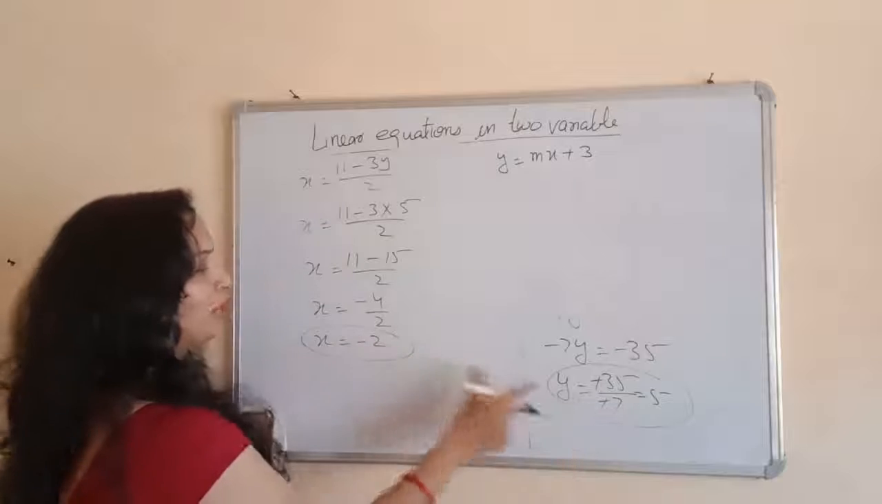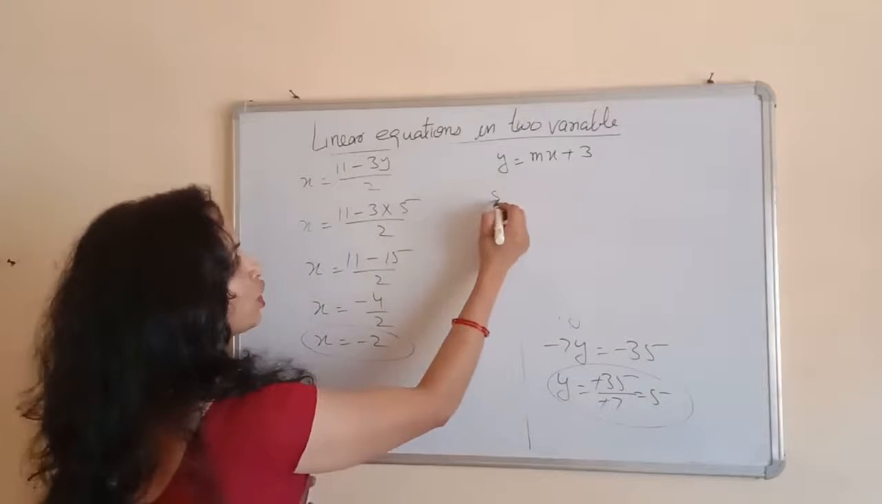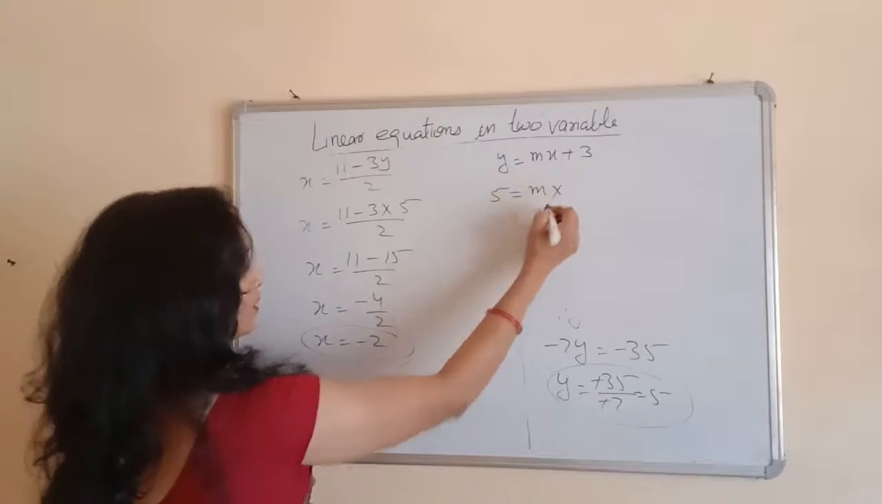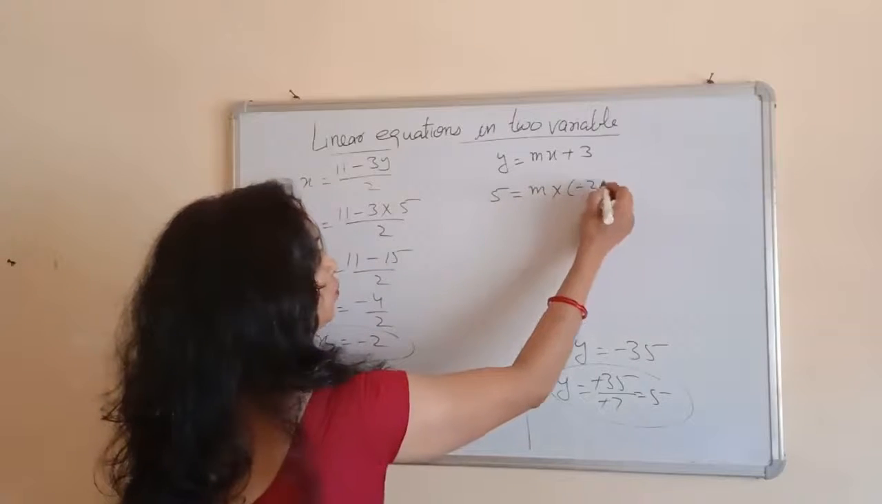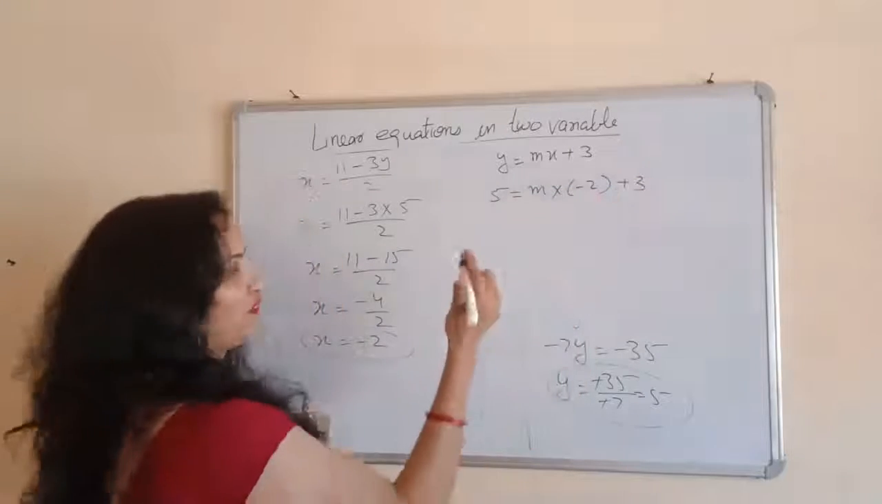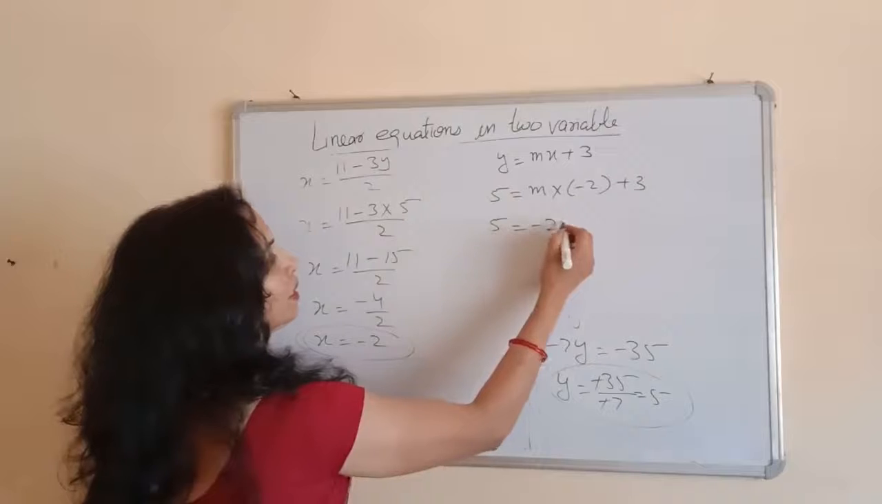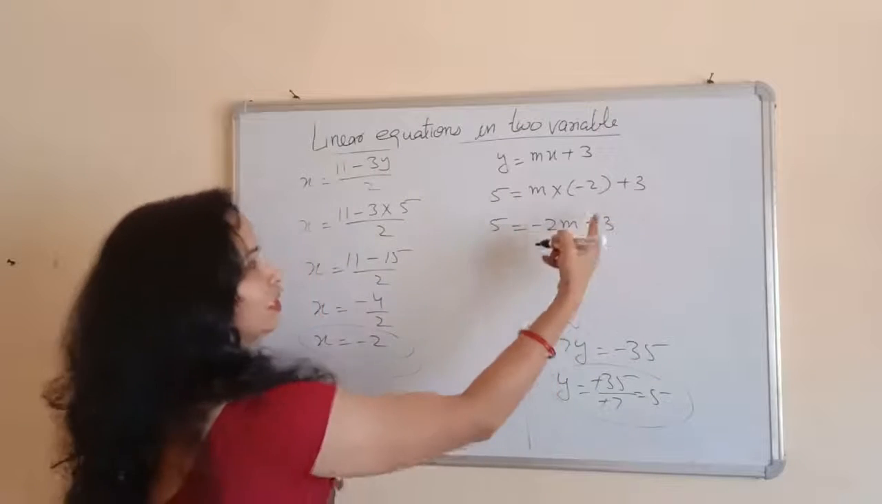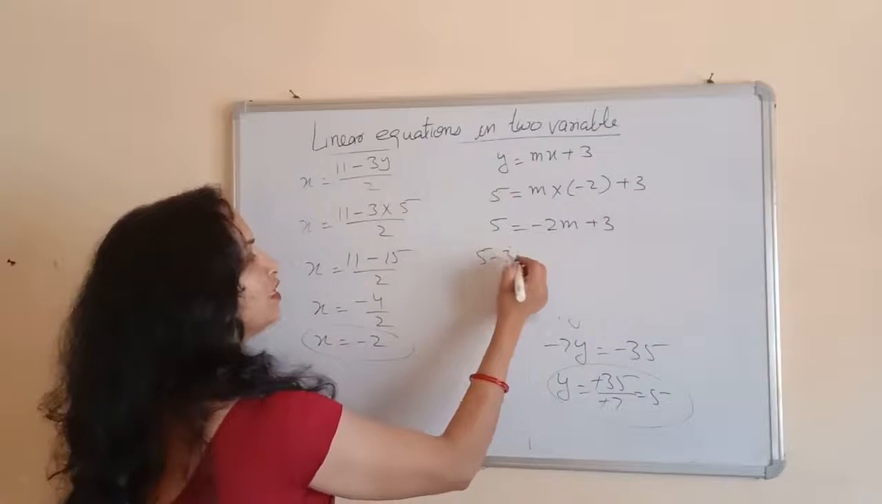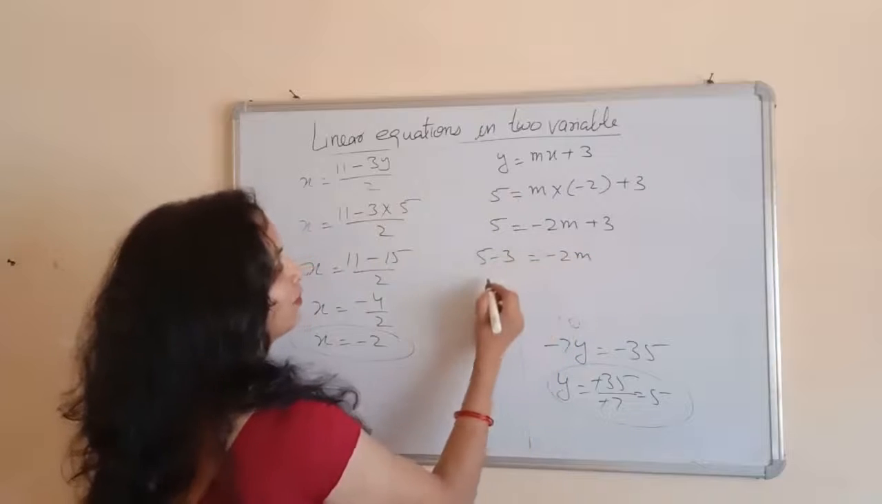You will put this value in this equation. That is, y is how much? 5. m into x is how much? It is minus 2 plus 3. And then solve it. 5 is equal to minus 2m plus 3. 3 will be there with the negative sign.